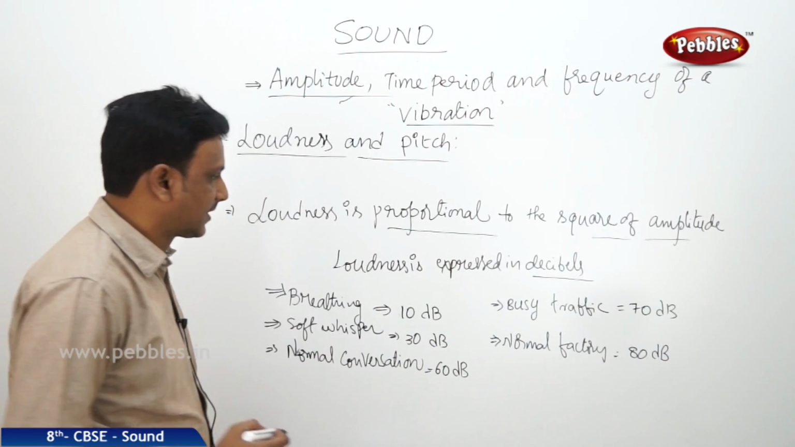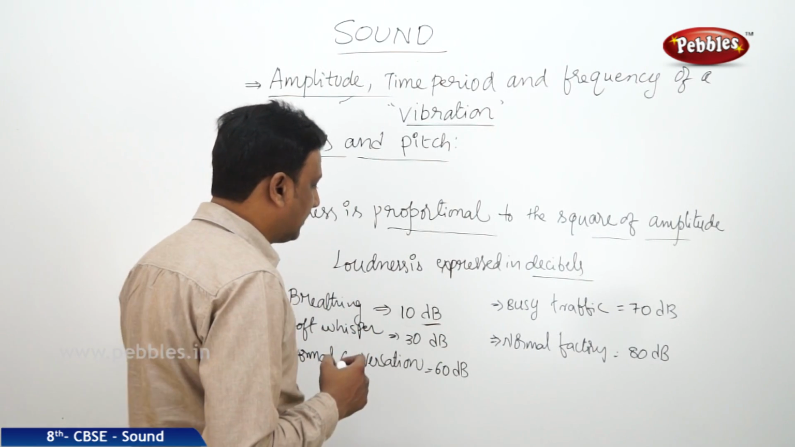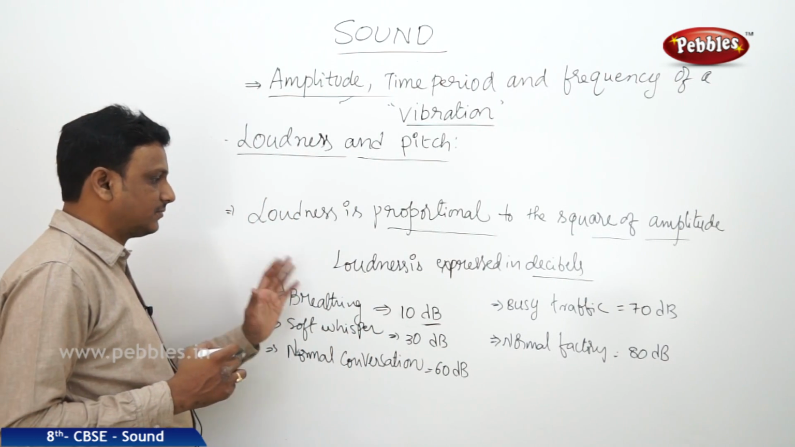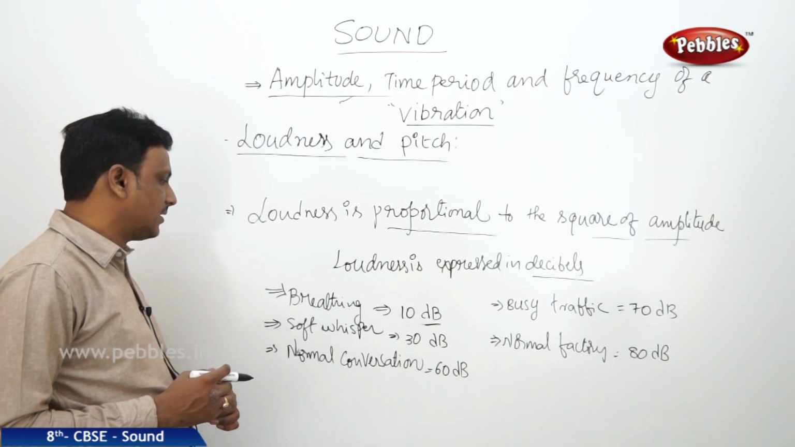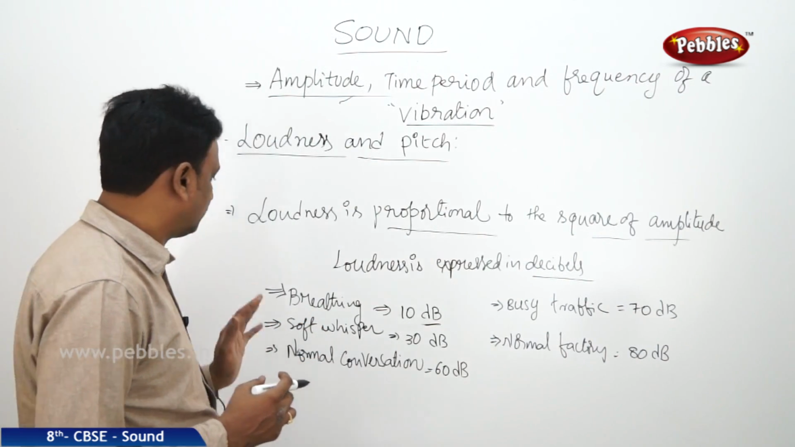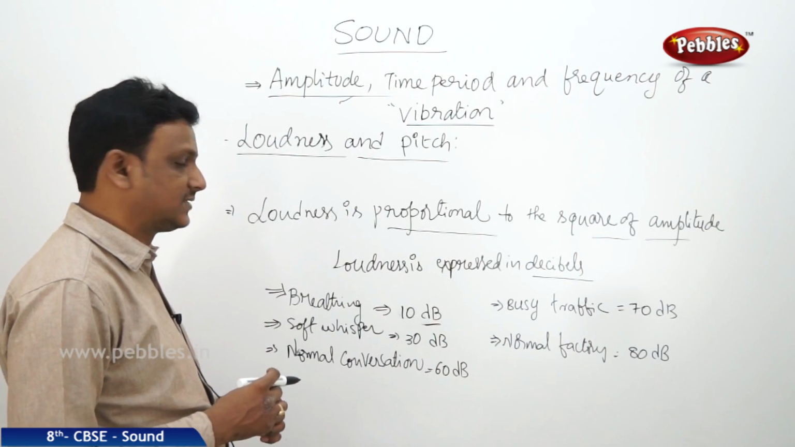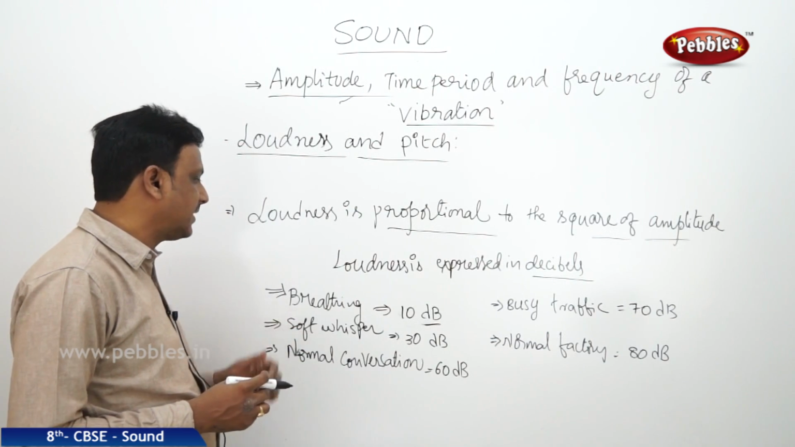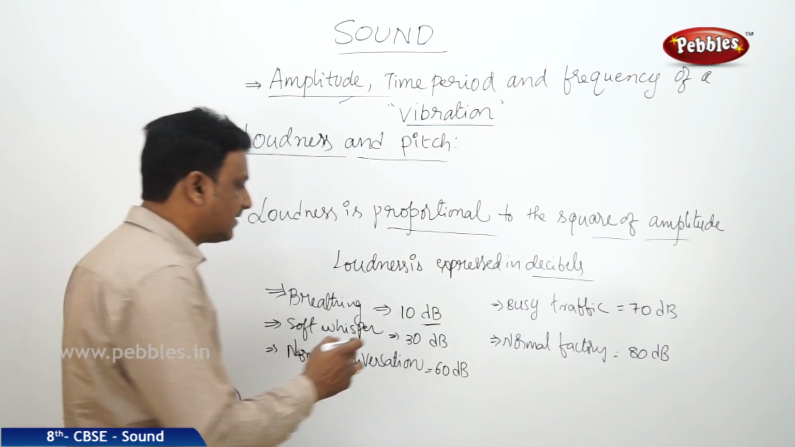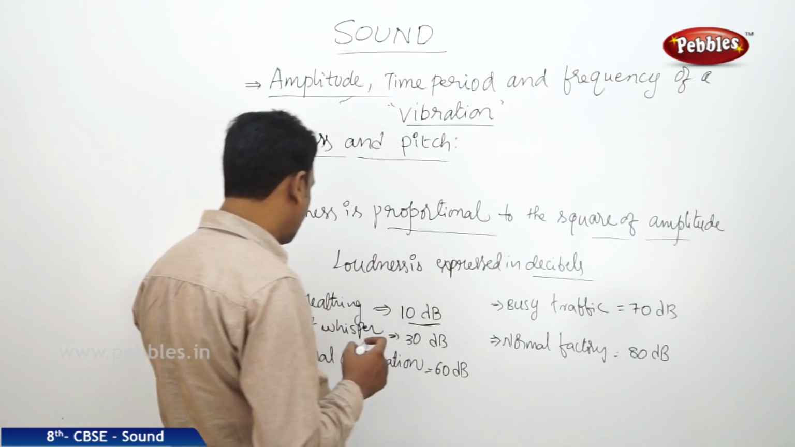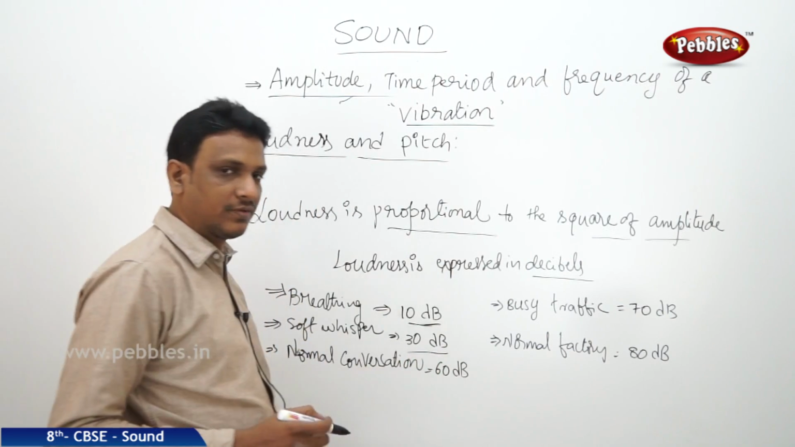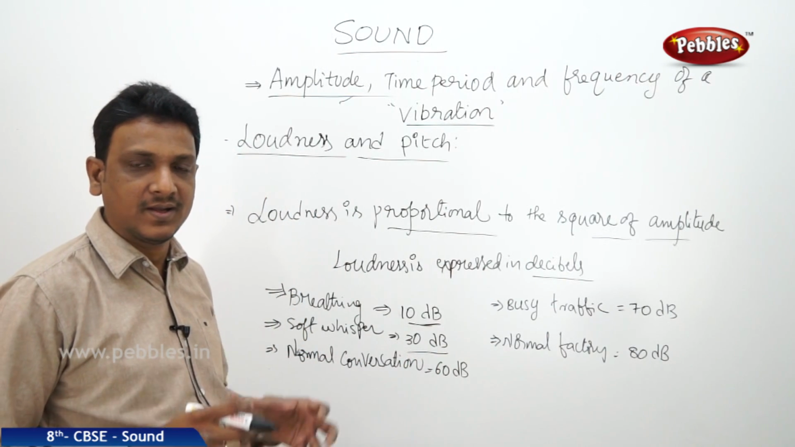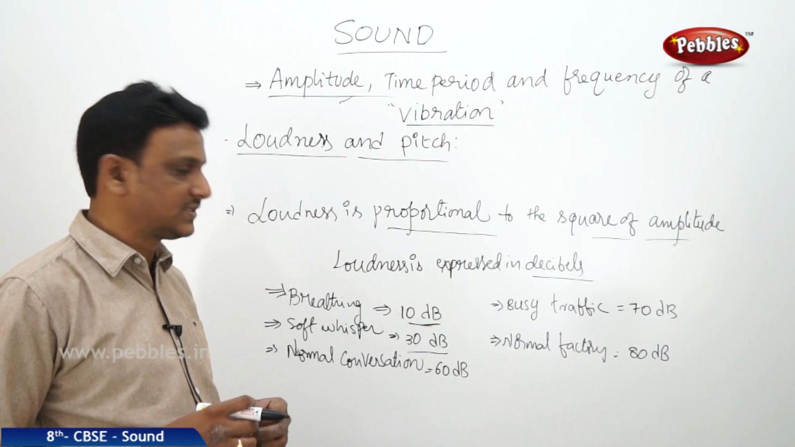The loudness is expressed in decibels. The symbol dB is used to write the unit decibels. Now here there are certain sounds and their decibels are given. You can see that normal breathing will be in the range of 10 decibels, and a soft whisper will be around 30 decibels. When you are very slowly whispering with your friend, the loudness will be 30 decibels.